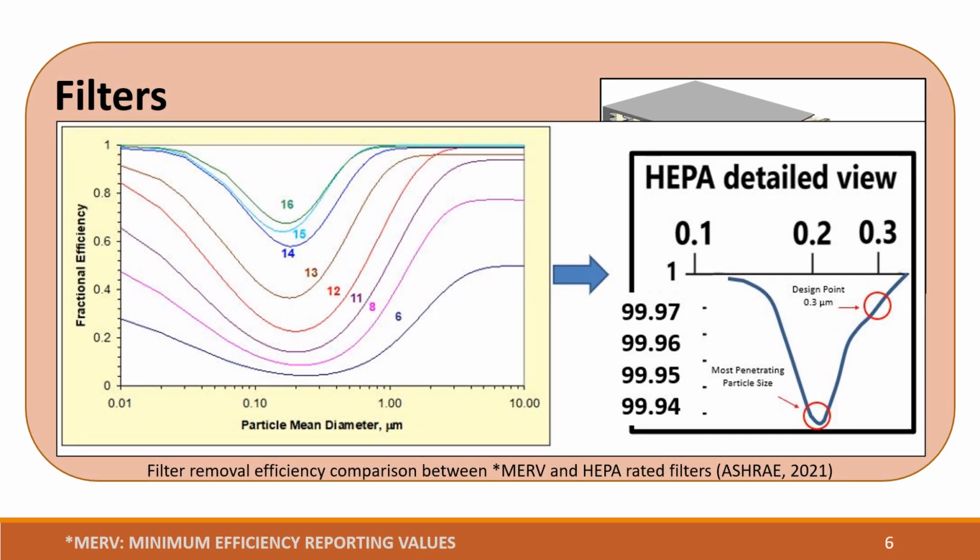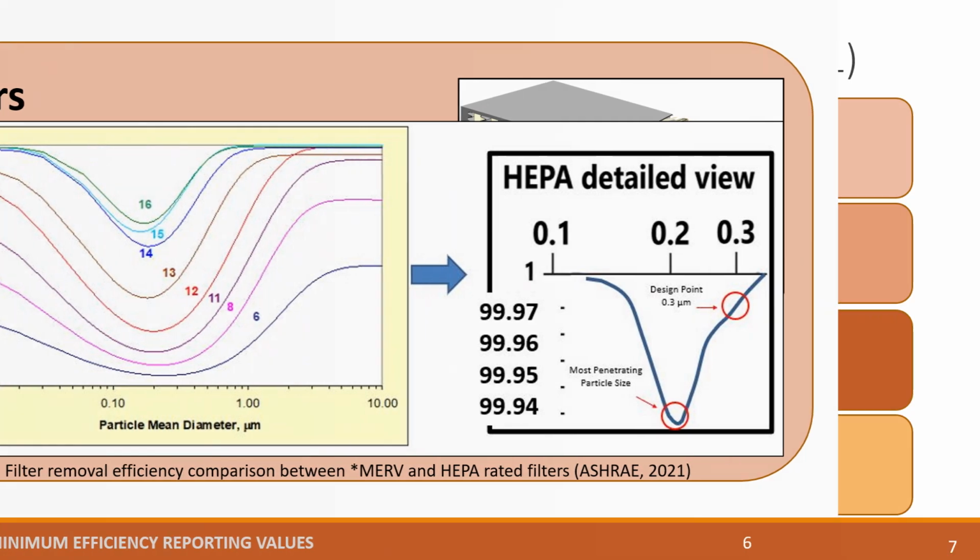This graphic compares the MERV and HEPA rating systems. A HEPA filter outperforms a MERV 16 filter. Particle sizes between 0.2 and 0.3 micrometers are most likely to pass through these filters, as they are less affected by random motion experienced by small particles and gravity experienced by large particles.